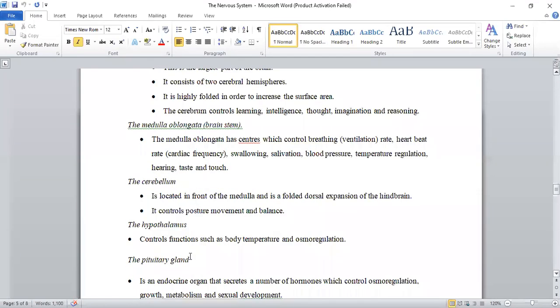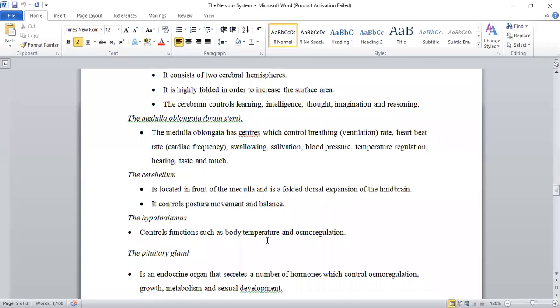Then it controls the posture, movement, and balance. So this is the part whereby a person is able to sit upright. It controls the posture of a person. How are you able to sit? A person who you can see is not able to sit, the part that is usually affected is the cerebellum. So posture, movement, and balance of the body, so that you can stand and walk comfortably.